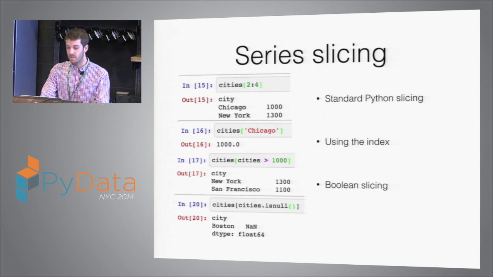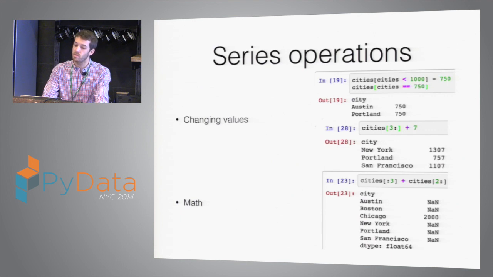So you could actually do some basic operations on series too. If you see in that first record, we're actually changing the values of the series. We're saying, show me all the cities where the value is less than 1,000 and change it to 750. And then if we look at the series, we can see that Austin and Portland were the two that were less than 1,000, and they now have this 750 value.